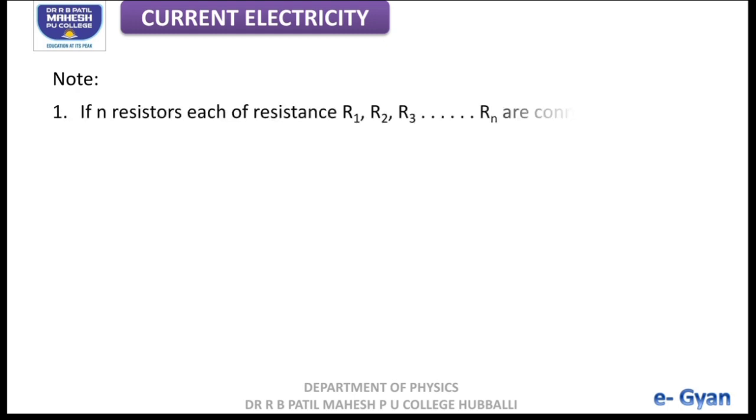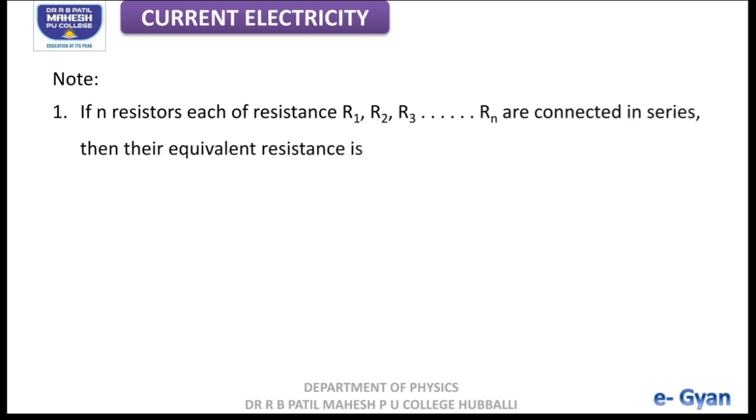We have a few points here, and these points should be remembered. Point number 1. If n resistors, each of resistance R1, R2, R3 and up to Rn, are connected in series, then their equivalent resistance is given by Rs = R1 + R2 + R3 + up to Rn. This is the equation for equivalent resistance when n resistors are connected in series.